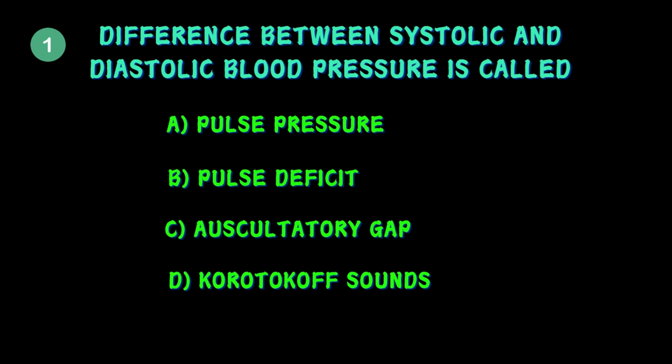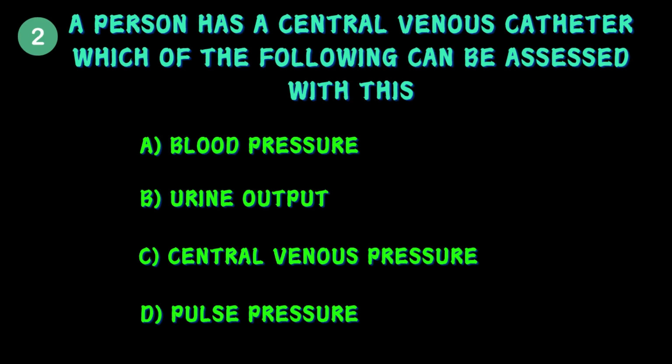Then option B, pulse deficit. Pulse deficit means the difference between radial and apical pulse. The pulse deficit should not be there. The value of pulse deficit is 0, because radial pulse and apical pulse should be the same. If any difference is there, then it should be ruled out. Option A, pulse pressure: this is the difference between systolic and diastolic blood pressure. So here the right option is option A, that is pulse pressure.